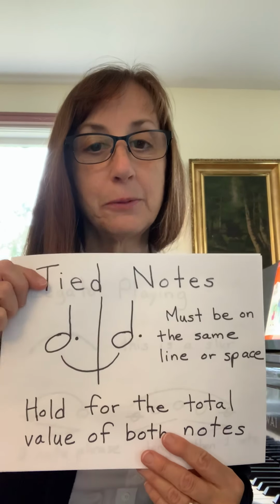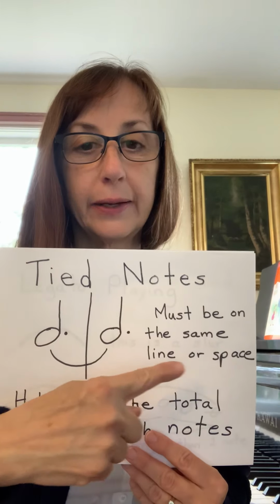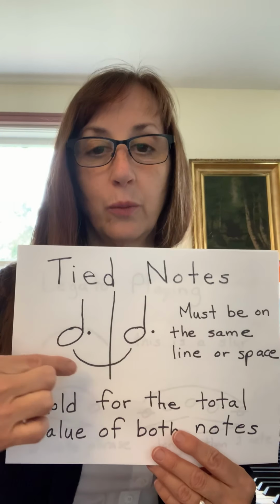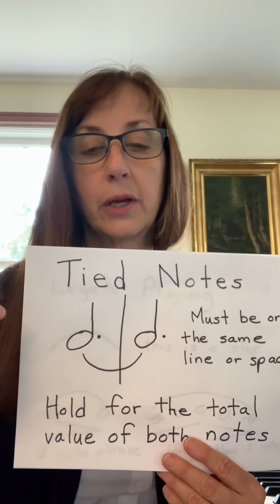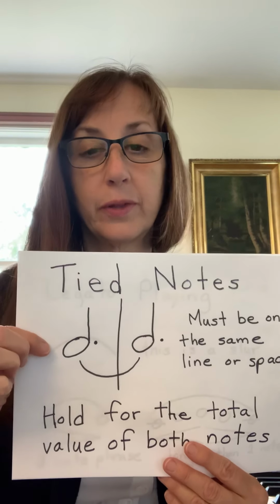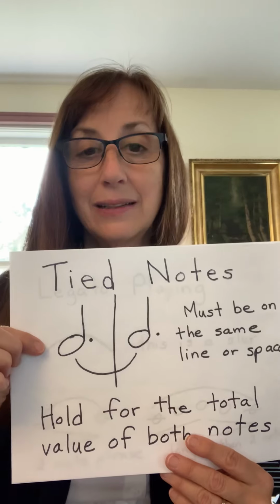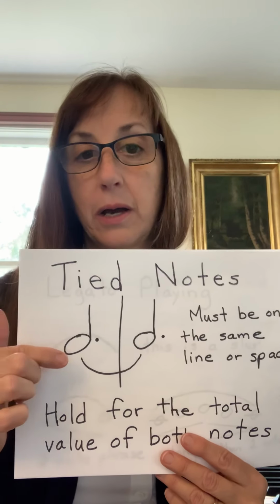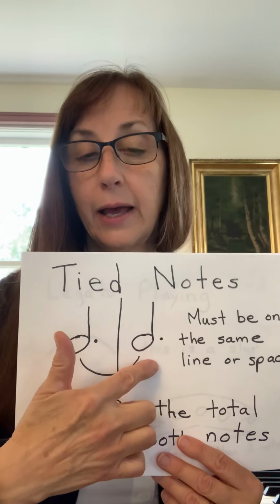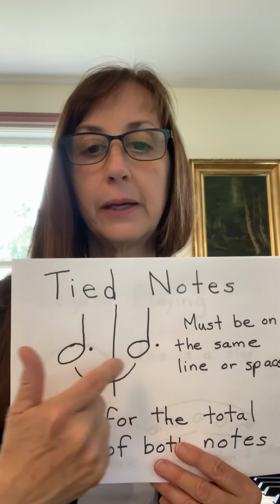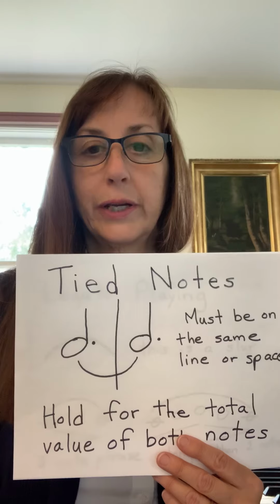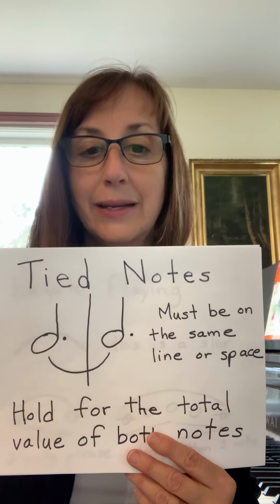Tied notes must be on the same line or the same space with this little slur under, or sometimes it's above the notes. You must remember that they have to look exactly the same. They can be a quarter note and a dotted half note. They could be a whole note and a half note, but they must be on the same line or in the same space to be called tied notes.